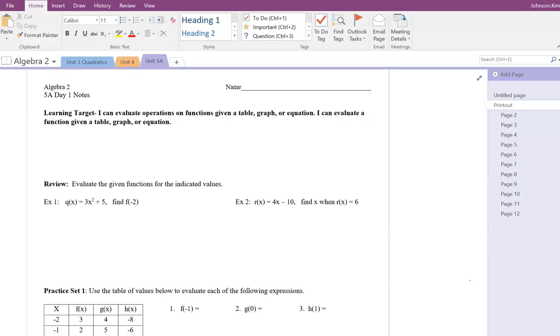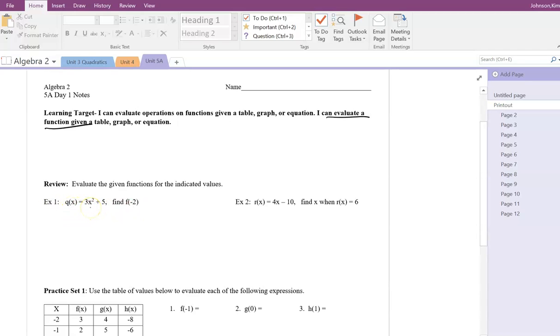So our learning target today: we want to be able to evaluate operations on functions given a table, graph, or equation. We want to be able to evaluate a function given a table, graph, or equation. So we're actually going to start with the evaluating portion. And you guys have actually seen this before in Algebra 1. It's a little bit of a review. So we're going to start with some equations here.